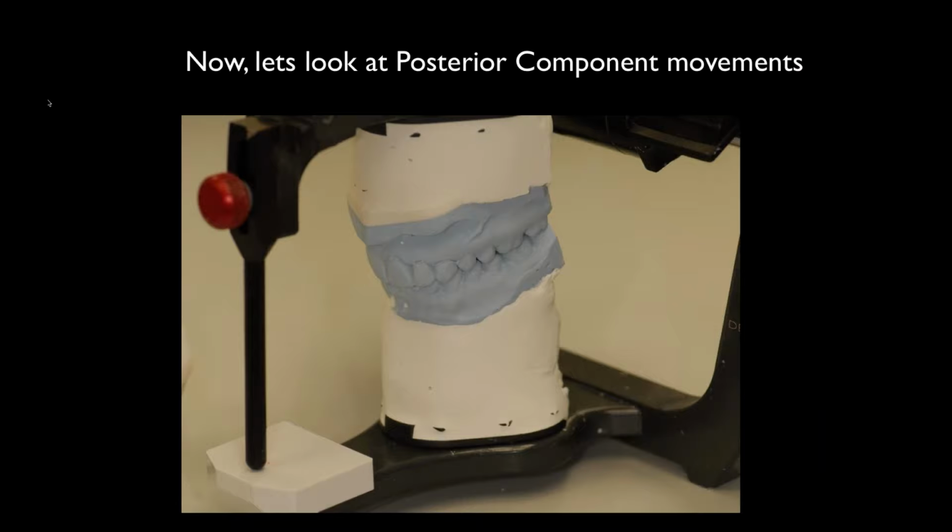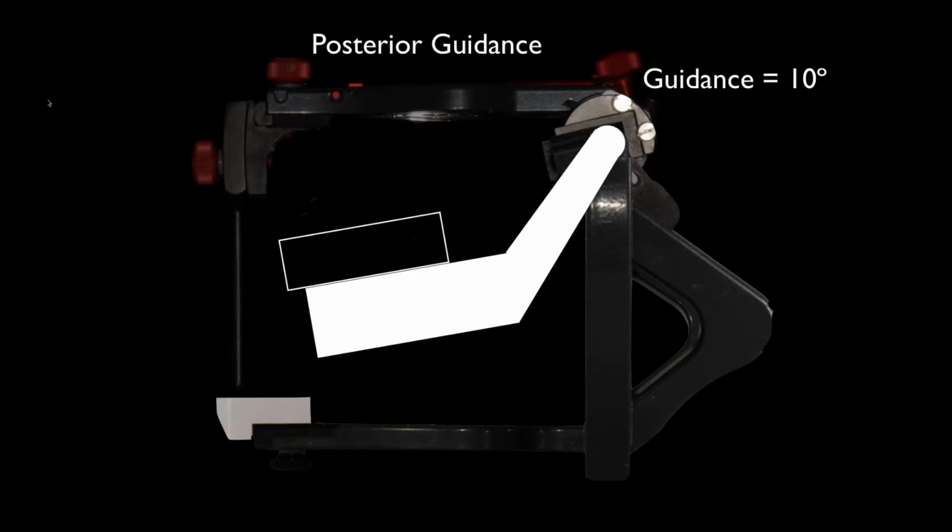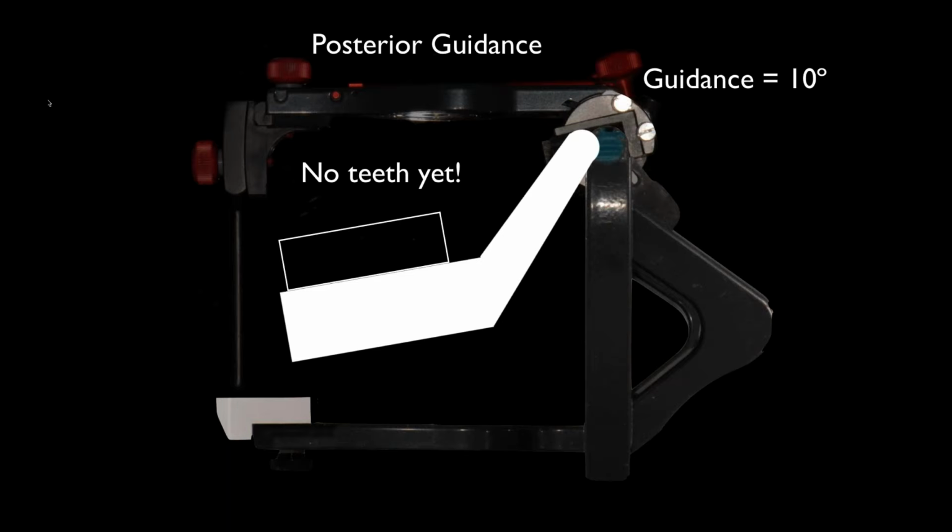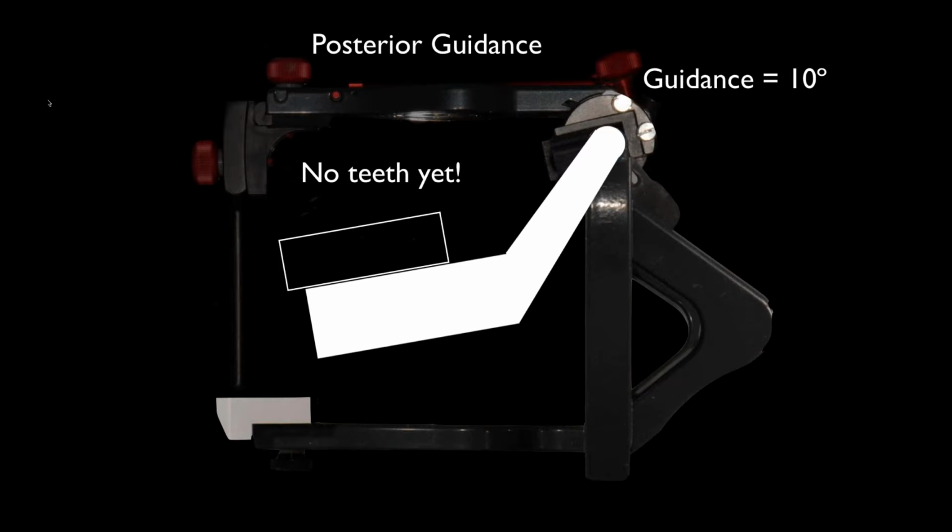Okay, so let's look at posterior component movements. Let's see what happens as we start to move teeth based on this geometry. So for our first example, we're going to look at a guidance of 10 degrees, okay, a very steep guidance, no teeth, just a maxilla, and if we go in protrusion, look what happens. They just slide along each other, and there's no posterior disclusion, no function, there's very little going on. It's a really, really simple system.